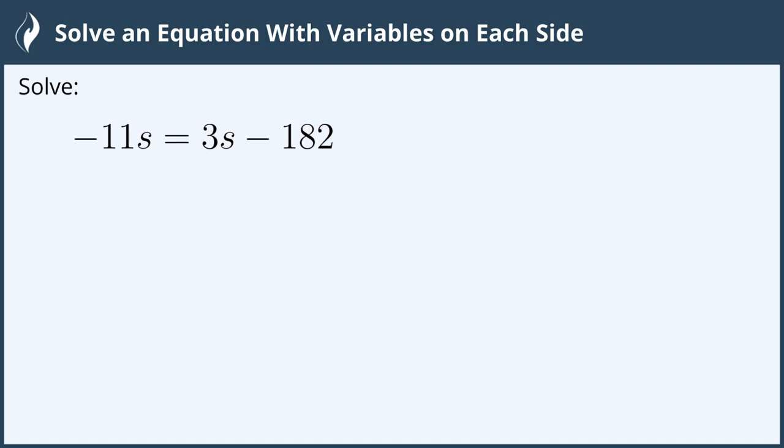Hi everyone, in this video we will solve an equation with variables on each side. Solve negative 11s equals 3s minus 182.